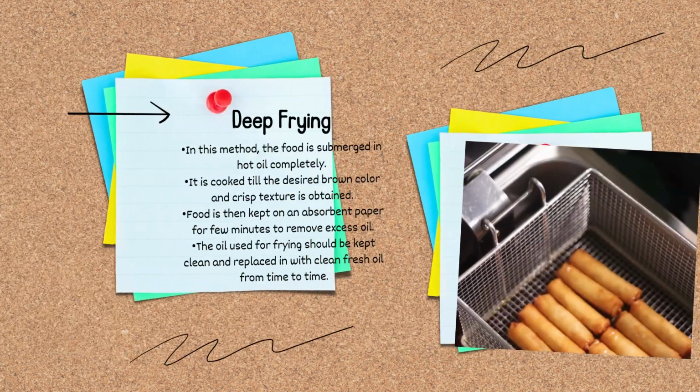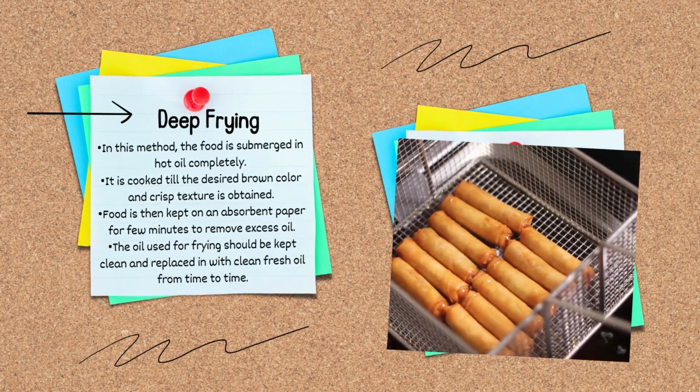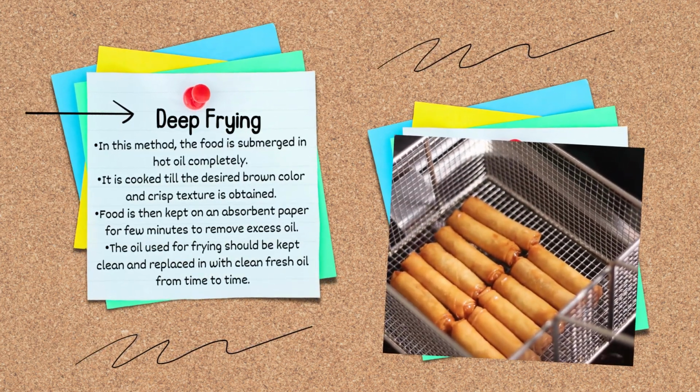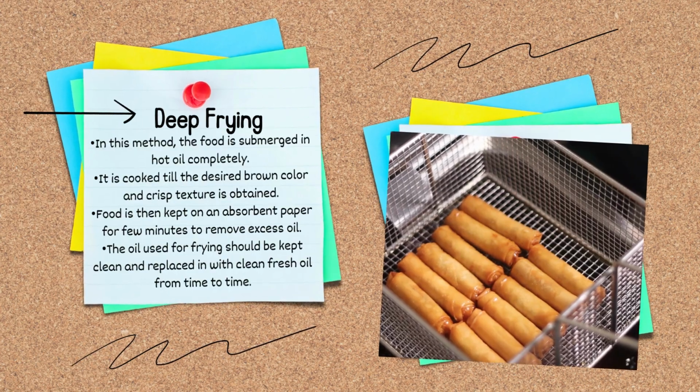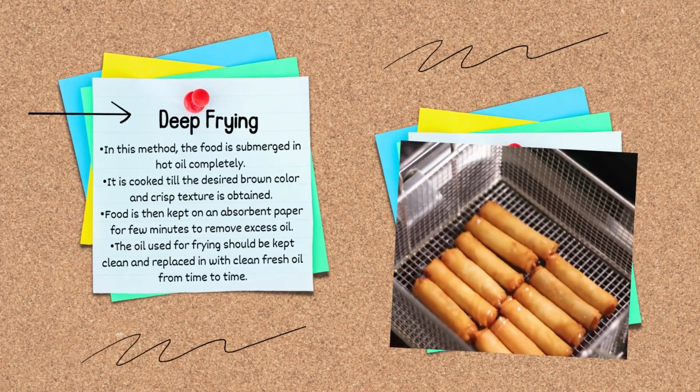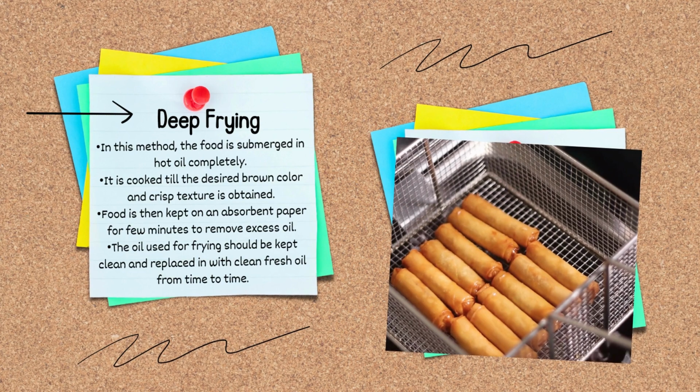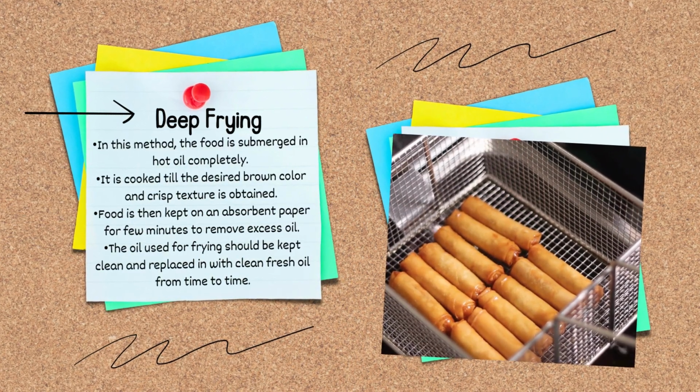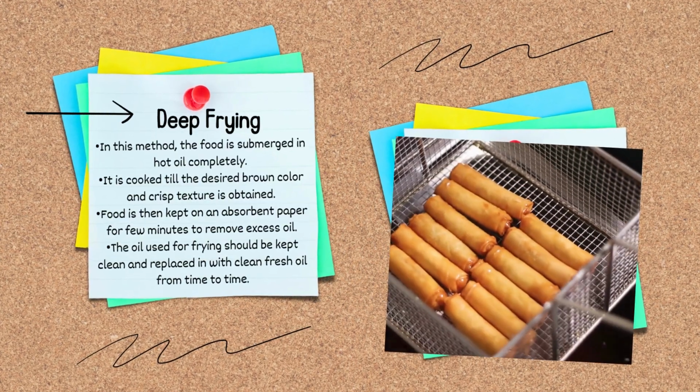Finally, in the medium of fat, we are talking about deep frying. Once the oil is sufficiently hot, the food is lowered or submerged in the oil carefully. It is cooked till the desired brown color and crisp texture. Food is kept on an absorbent paper for a few minutes to remove excess oil.